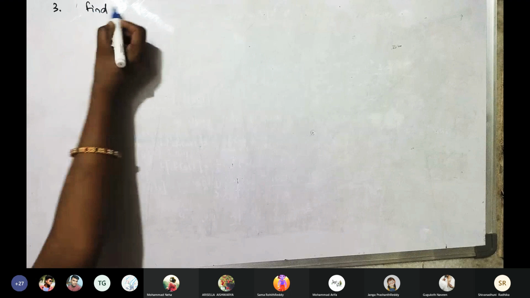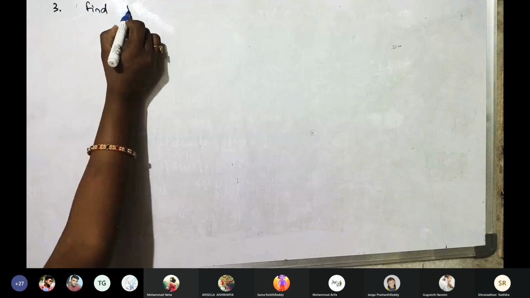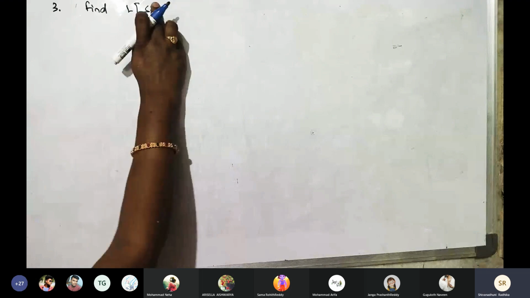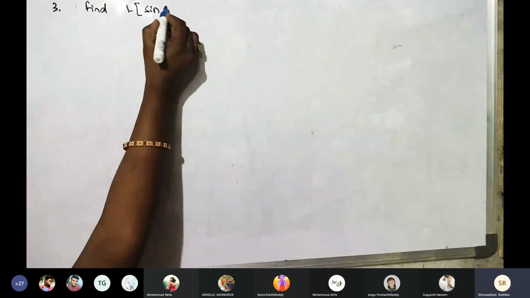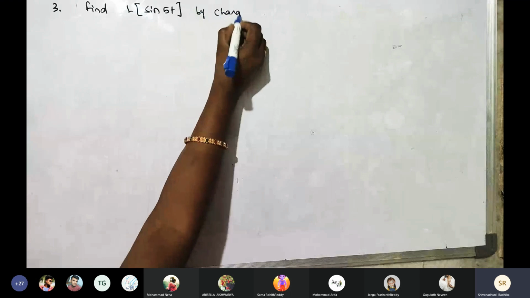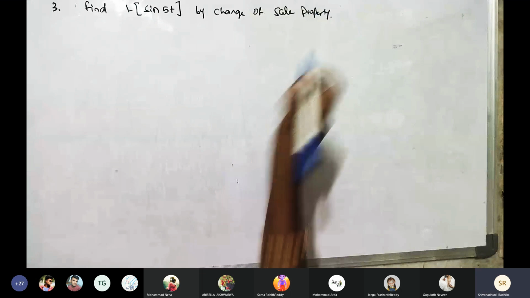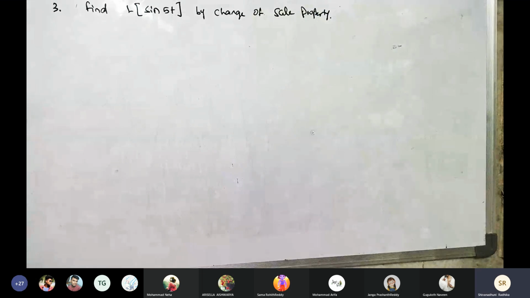Now find L of sin 5t by change of scale property. Tell me, how can we find L of sin 5t?